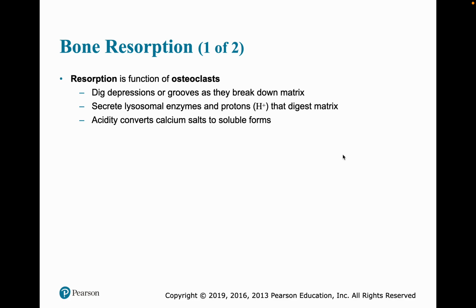Reabsorption is the function of osteoclasts. They dig depressions or grooves as they break down the matrix. They secrete lysosomal enzymes and protons, so an acidic environment that digests the matrix, and that acidity helps convert the calcium salts into soluble forms of calcium so that they can be picked up by the bloodstream and used where they are needed.